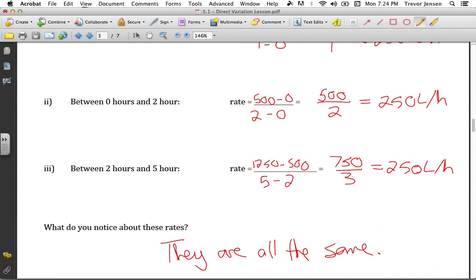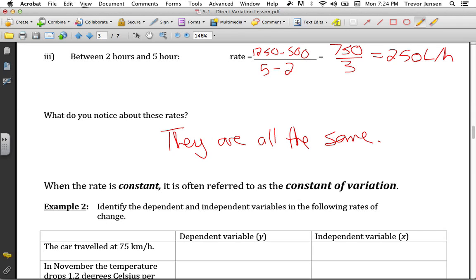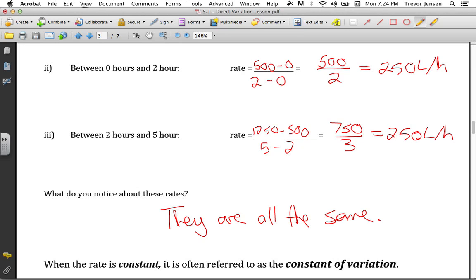And what we actually call that value, when the rate is constant, is often referred to as the constant of variation. So this 250 here is the constant of variation for that relationship.